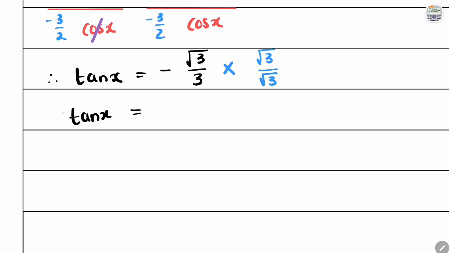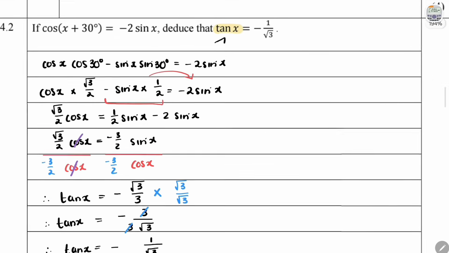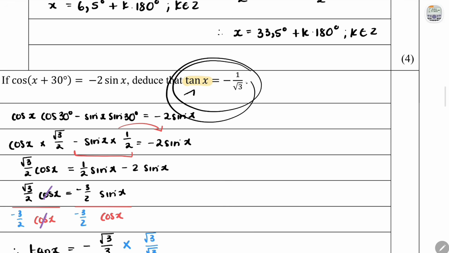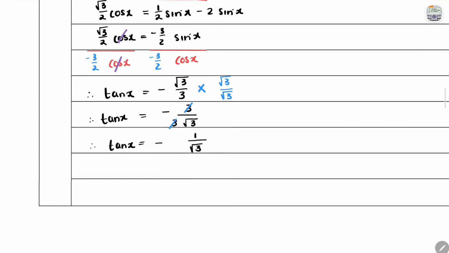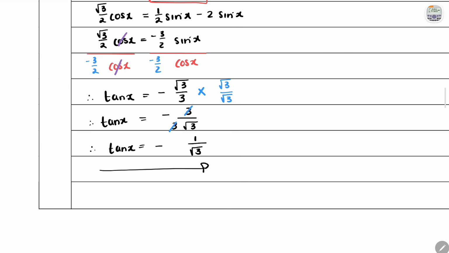So tan x is now equal to, and those multiply and become negative 3 over the denominator, which is now 3 square root 3. But then in the numerator and denominator we have a 3, so they cancel. And so finally tan x is equal to negative 1 over the square root of 3, because that's what's left in the numerator. And there we go. We have shown that truly tan x is equal to negative 1 over square root 3. And that is our answer.